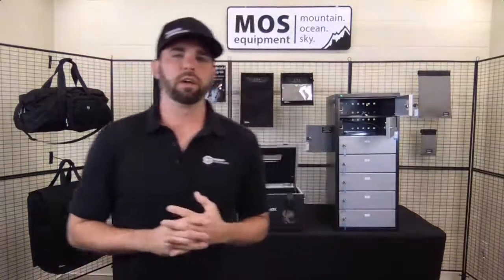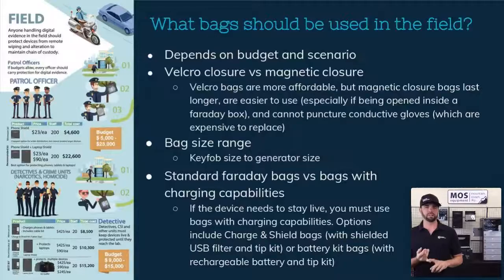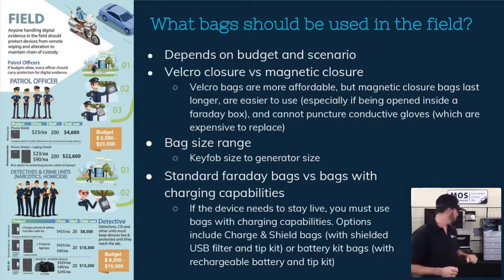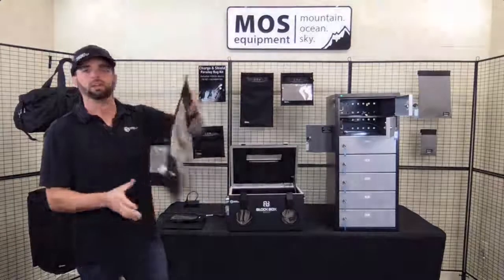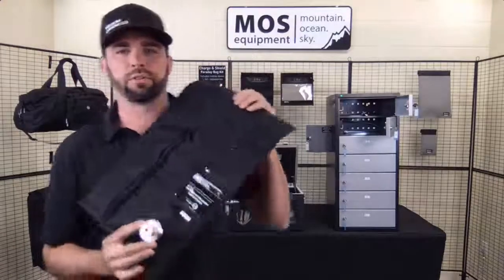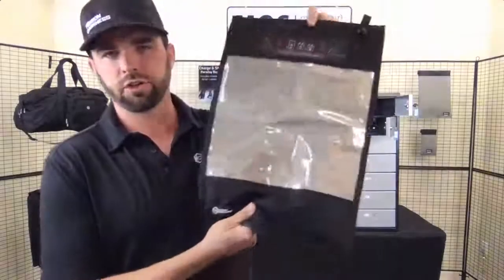Now we have the component of investigators, CSI, homicide, narcotics, those groups that will encounter devices inevitably on a much more frequent basis. They absolutely for sure should have some form of shielding. So one option we're seeing more widely distributed, as far as the products that we have, is this. This is a charge and shield bag.